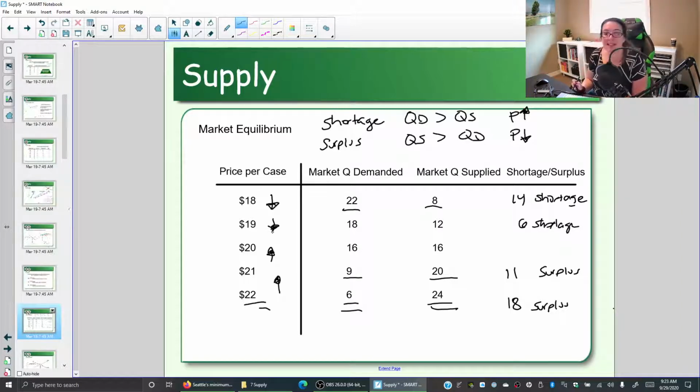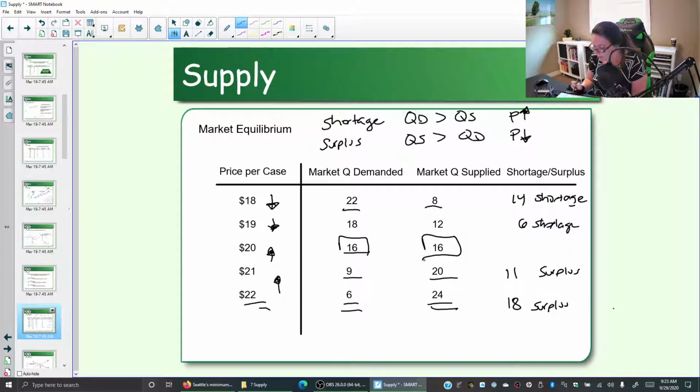So when does the price stop changing? Well, notice that at $20, the quantity demanded, the amount the customers are willing and able to buy, is the same as the amount that businesses are willing and able to sell. So here, because quantity demanded is equal to quantity supplied, we are at equilibrium. And the market price is $20. If the price in the market is lower than that, there'll be shortages that will push the price up. And if the price is higher than that, there will be surplus items on the shelf pushing the price down.